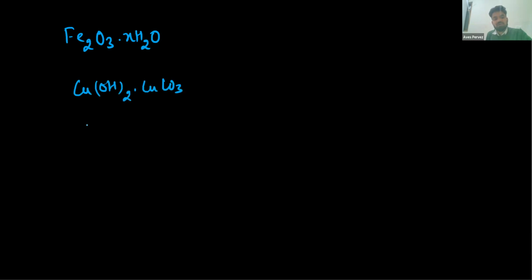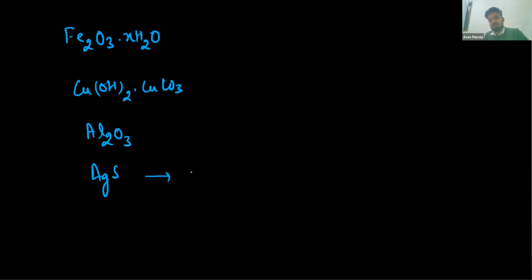So let me write it. Rusting of iron is Fe2O3 dot xH2O. Rusting of copper is copper hydroxide dot copper carbonate. Rusting of aluminium is, sorry, corrosion, not rusting, Al2O3. That of silver is Ag2S. Got it? These are the important ones.